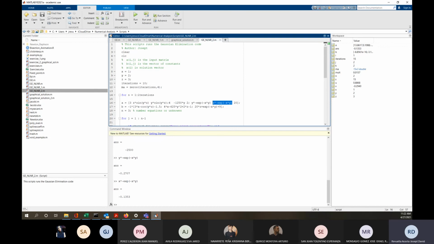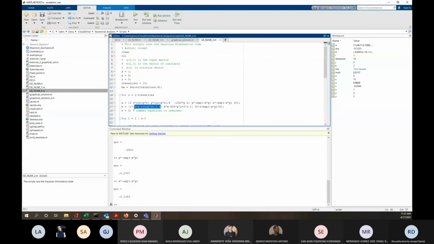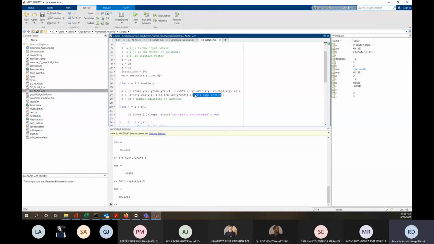And if we evaluate the function in the initial values, we are going to obtain the following. It's going to be a vector of 0.53.98. The second term is going to be minus 2,491. The third term is going to be equal to 69.1353. So that's going to be the system that we are going to obtain in MATLAB. So that's going to be your system.